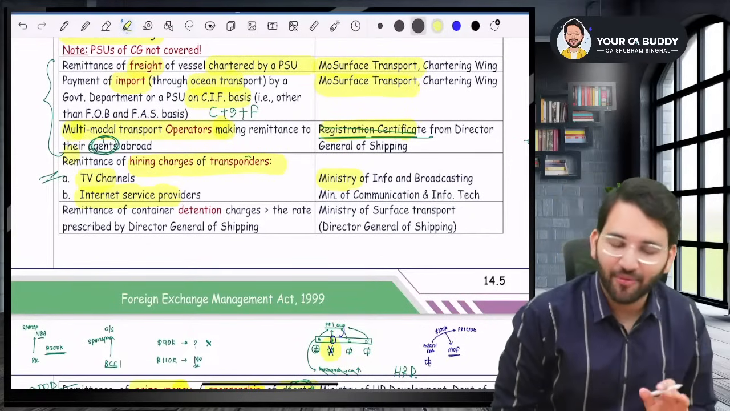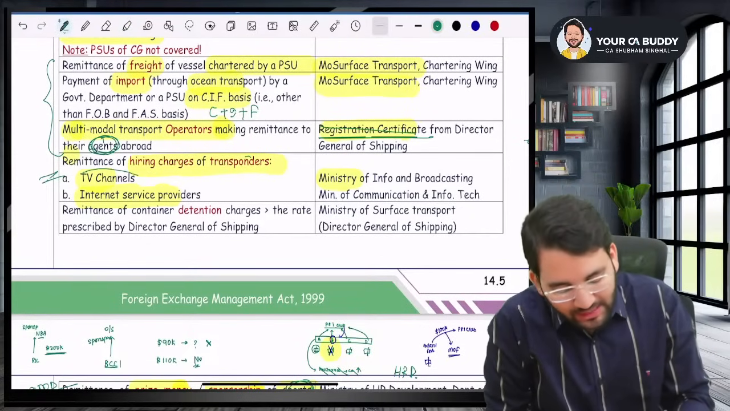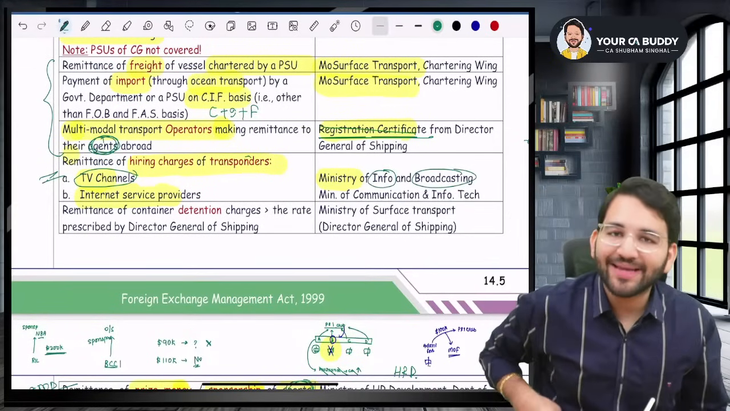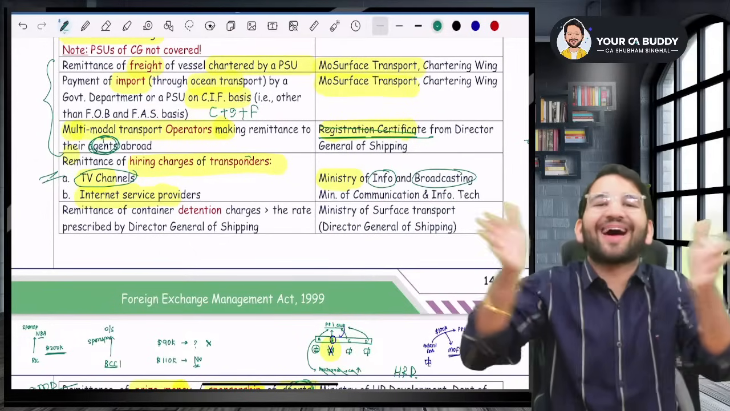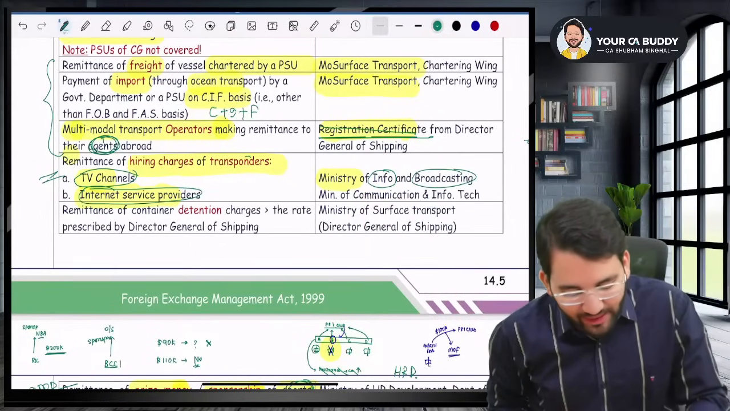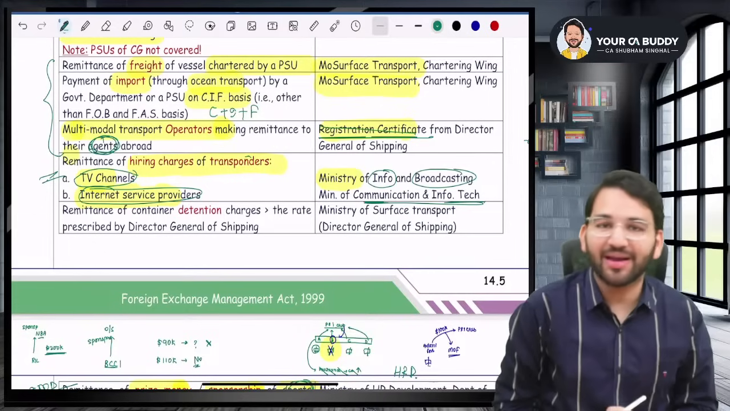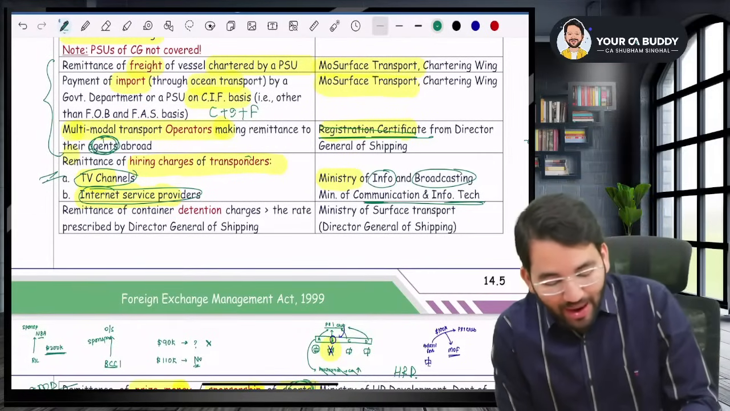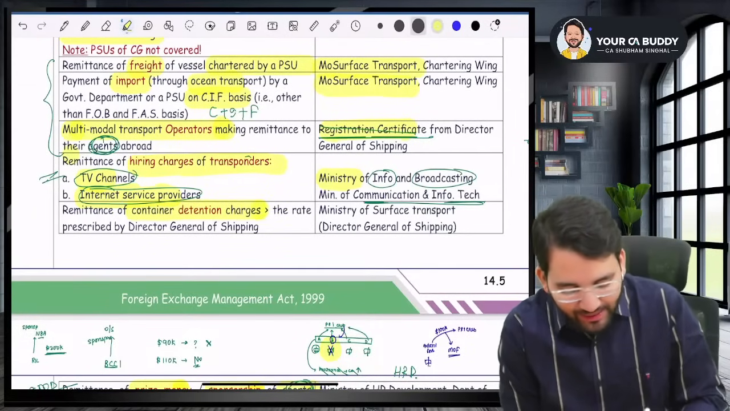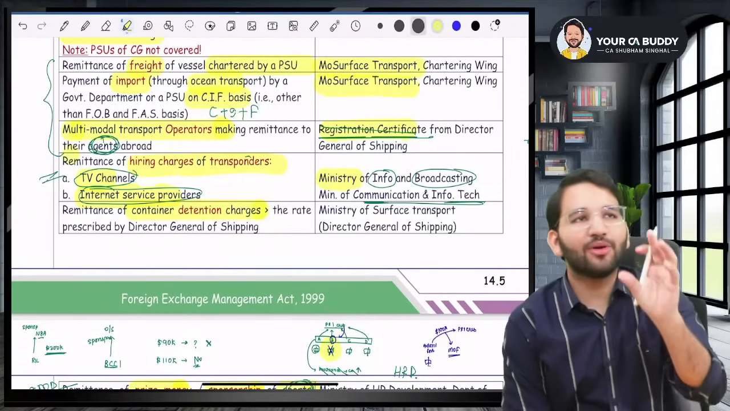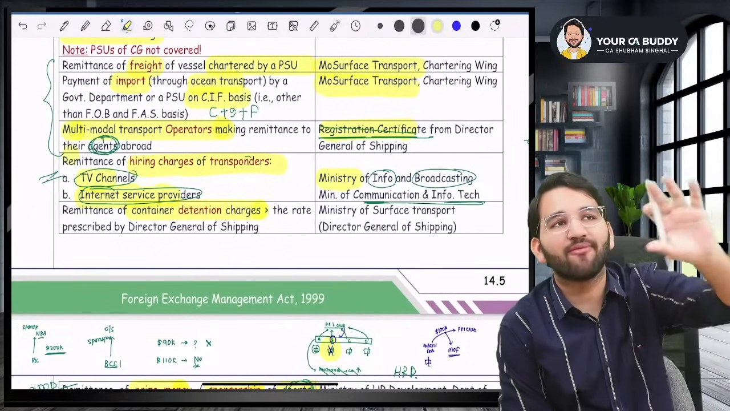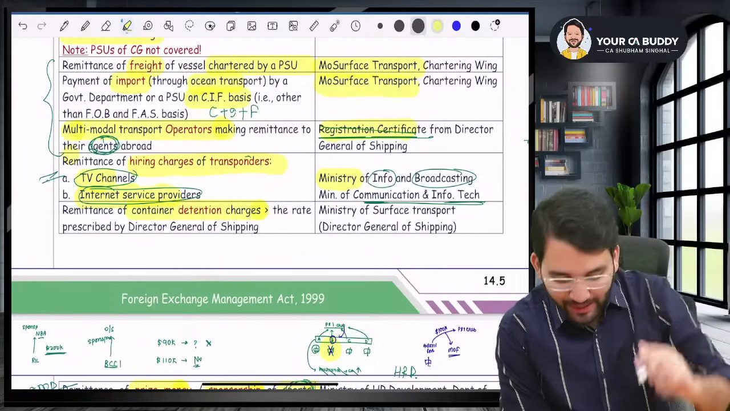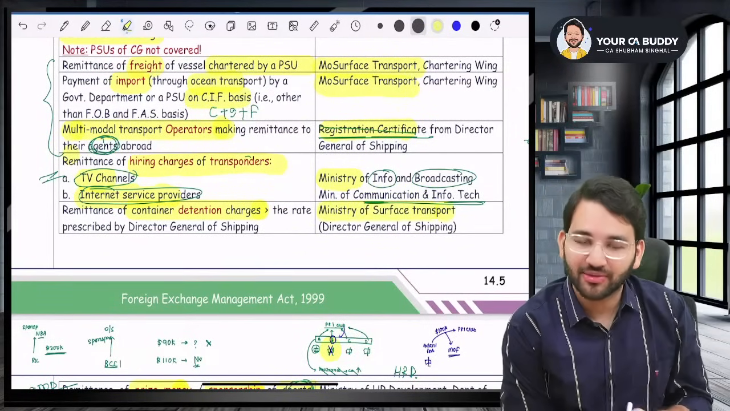You don't have to remember the name of the ministry, but if you want to, for TV channels, the ministry is Ministry of Information and Broadcasting. You can remember like this: TV channels basically broadcast. And for internet service provider, it is Ministry of Communication and Information Technology. It is communication. Okay. Now, after that, sir, remittance of container detention charges. If you had to pay container detention charges, if someone detained your containers as in ships, then you'll have to take approval of Ministry of Surface Transport.